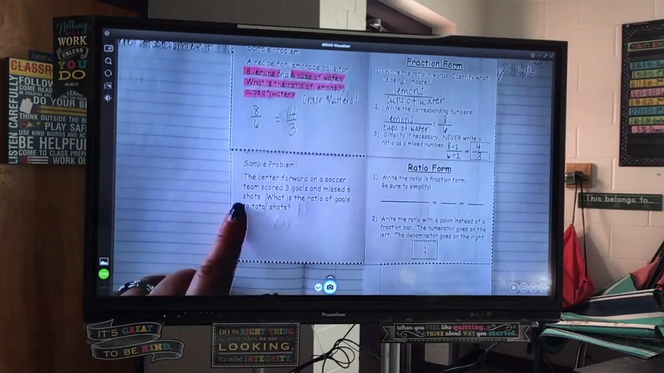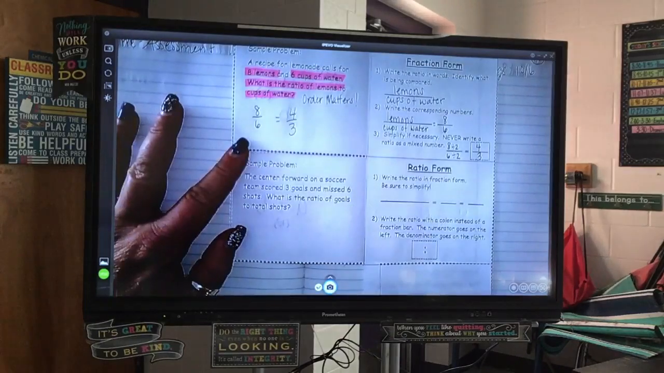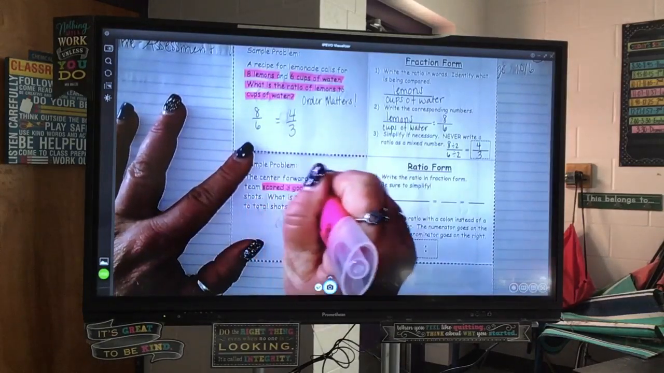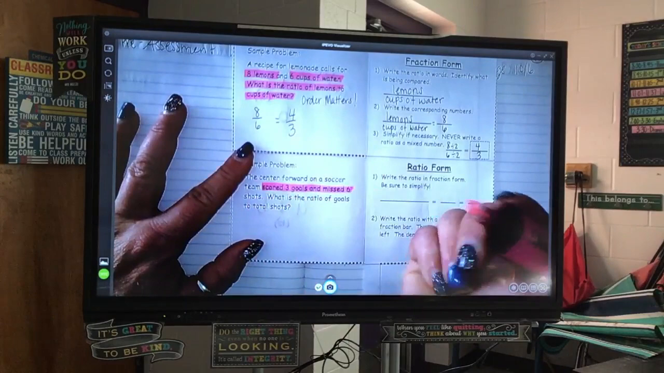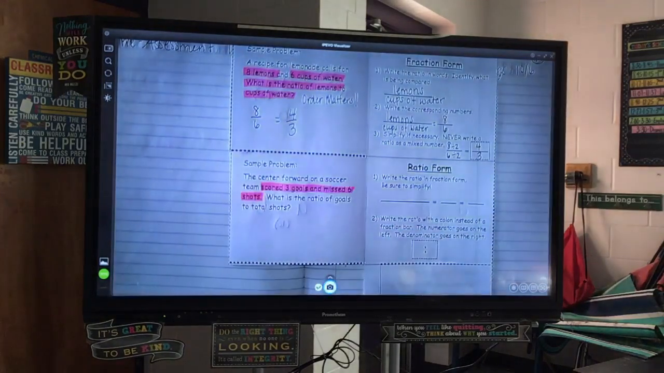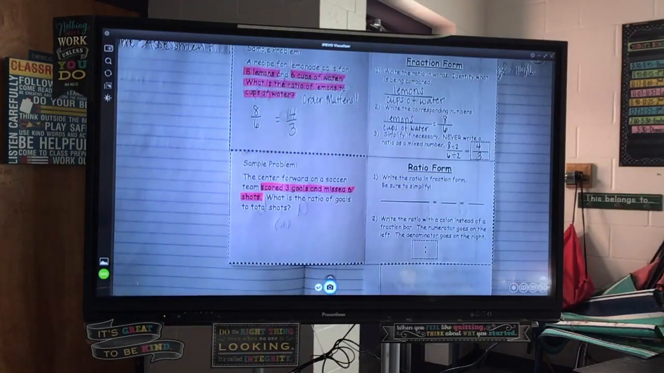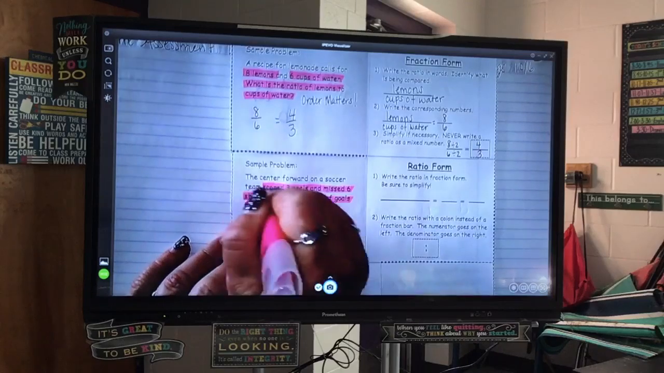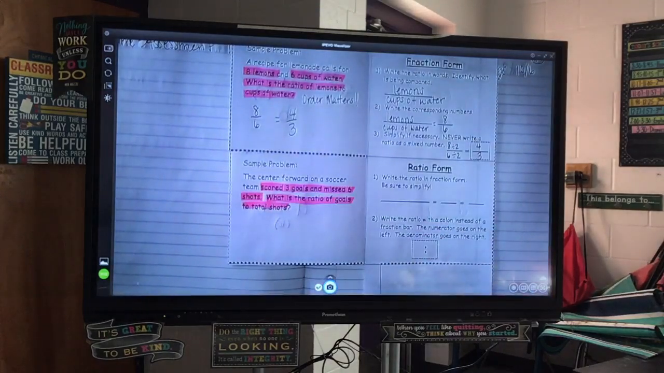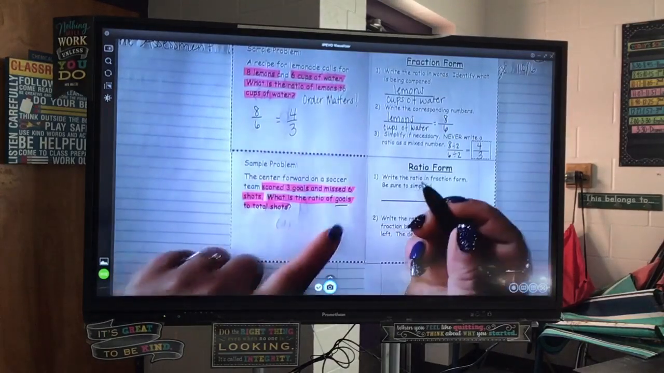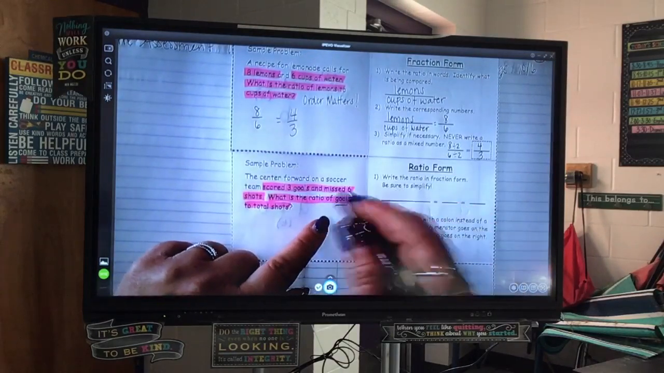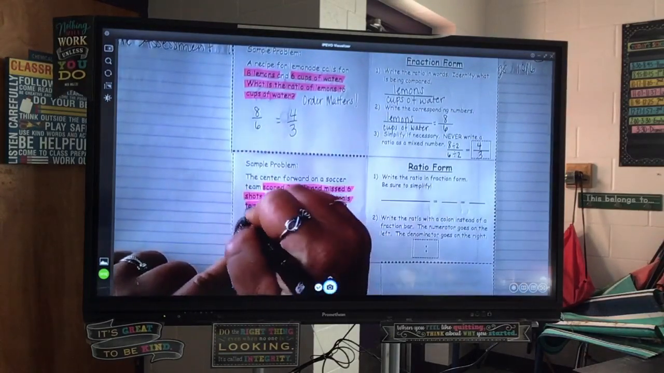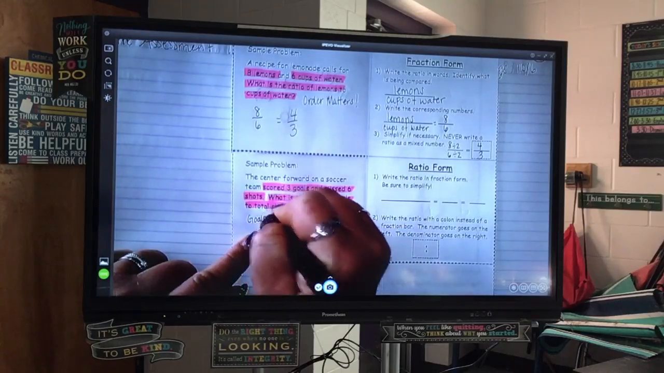Alright, so what's important in our question? Mila. 3 goals and 6 shots. So, scored 3 goals and missed 6 shots. Alright, what else is important in our question? Mikael? Okay, so we have to be careful with this one because it says goals. So how many goals did the person score? Alright, so the goals we know is 3.